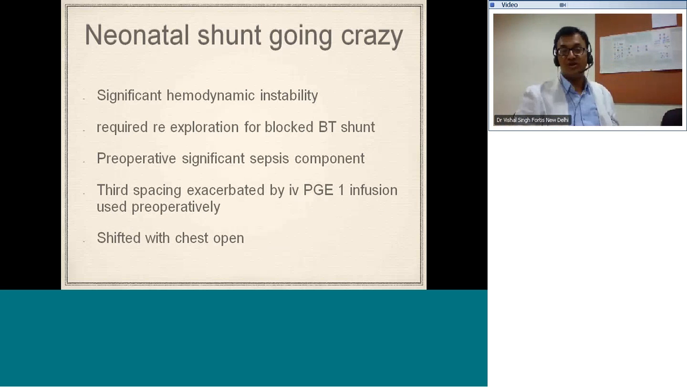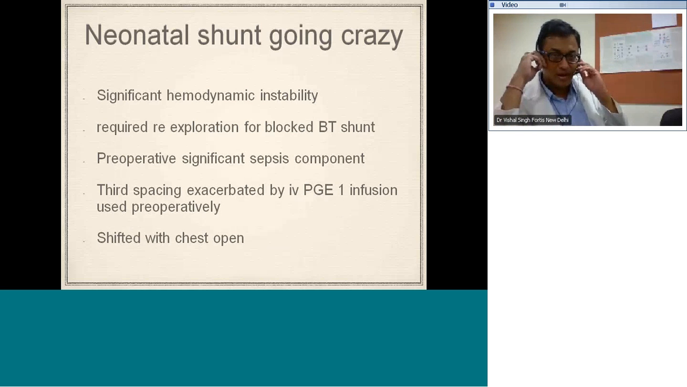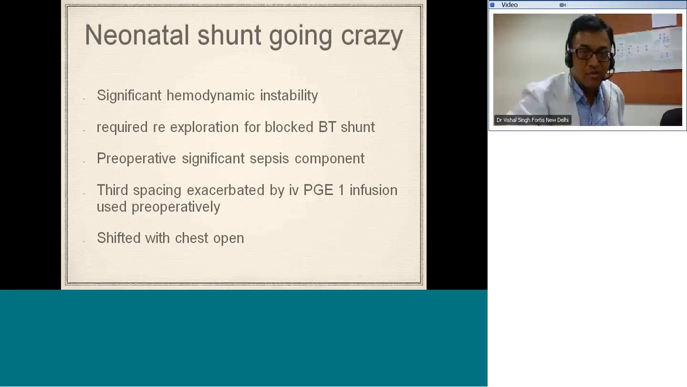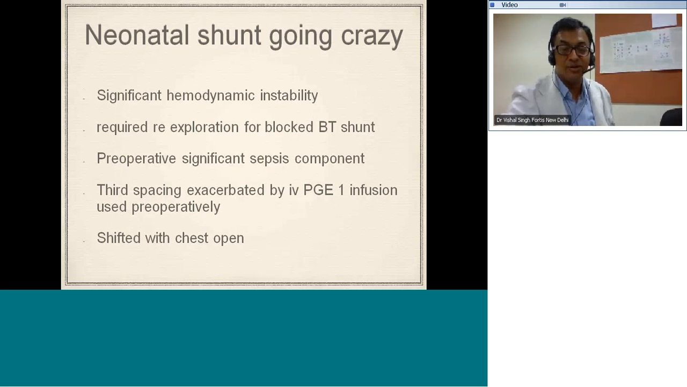Now there are situations where the neonatal shunt just goes ballistic, either because of pre-op sepsis or because the lungs are not ready to sustain the blood flow, and you have significant hemodynamic instability. The patient requires re-exploration for a blocked BT shunt. Obviously, this patient cannot be extubated soon. There was a pre-operative significant sepsis component, third spacing exacerbated by PGE1 infusion used pre-operatively, and the child shifted with chest open.